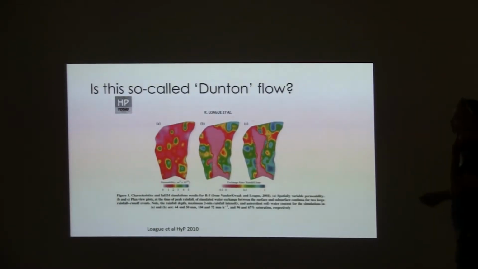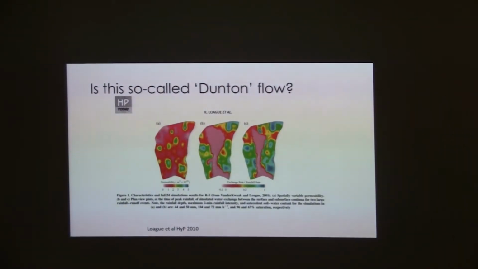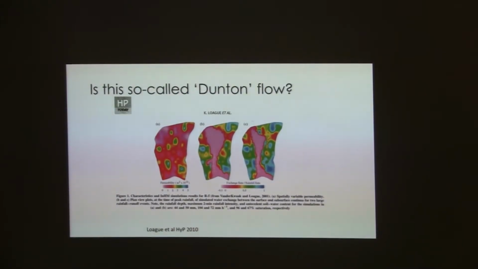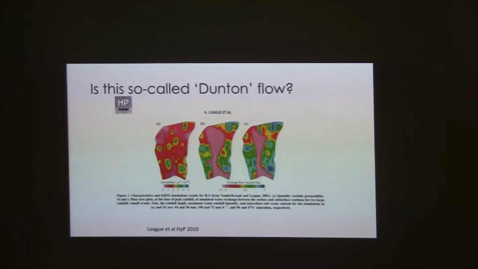Or we can borrow a page from Keith Loague, who in the R5 catchment saw very similar behavior, which he termed as Dunton flow, or this marriage of Dunne and Hortonian overland flow.